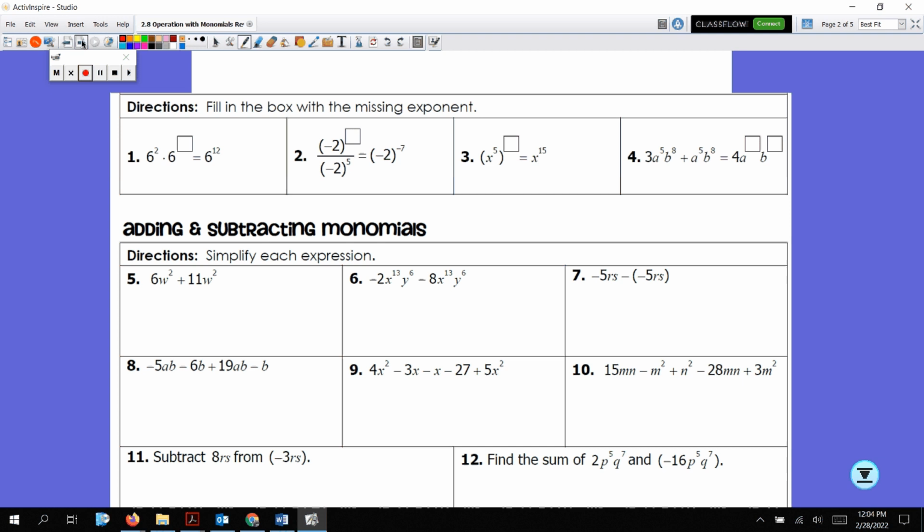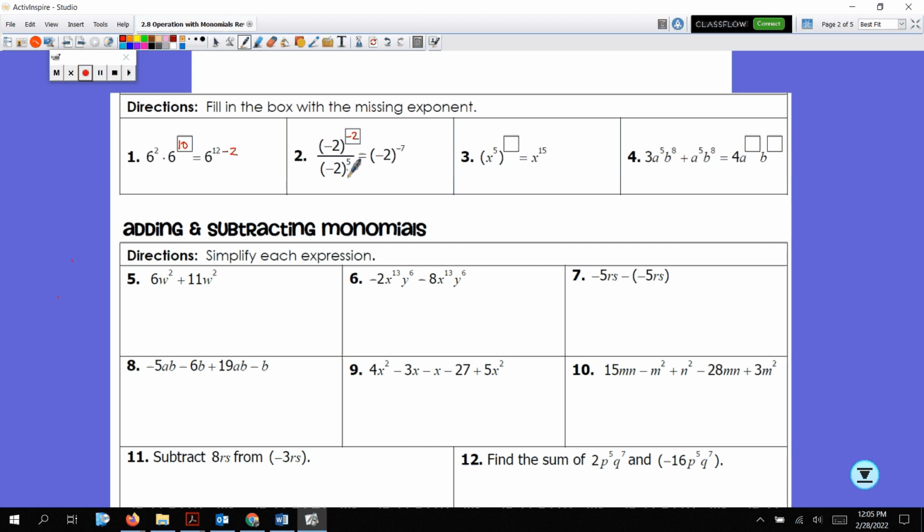All right, so this one's kind of like you got to think backwards, okay? So I'm multiplying, so that meant I added the exponent. So if I subtract from here, that gives me 10. Okay? If I'm dividing, that means I subtract the exponent. So if I subtract the exponent, something minus 5 gave me negative 7. So that would be negative 2.